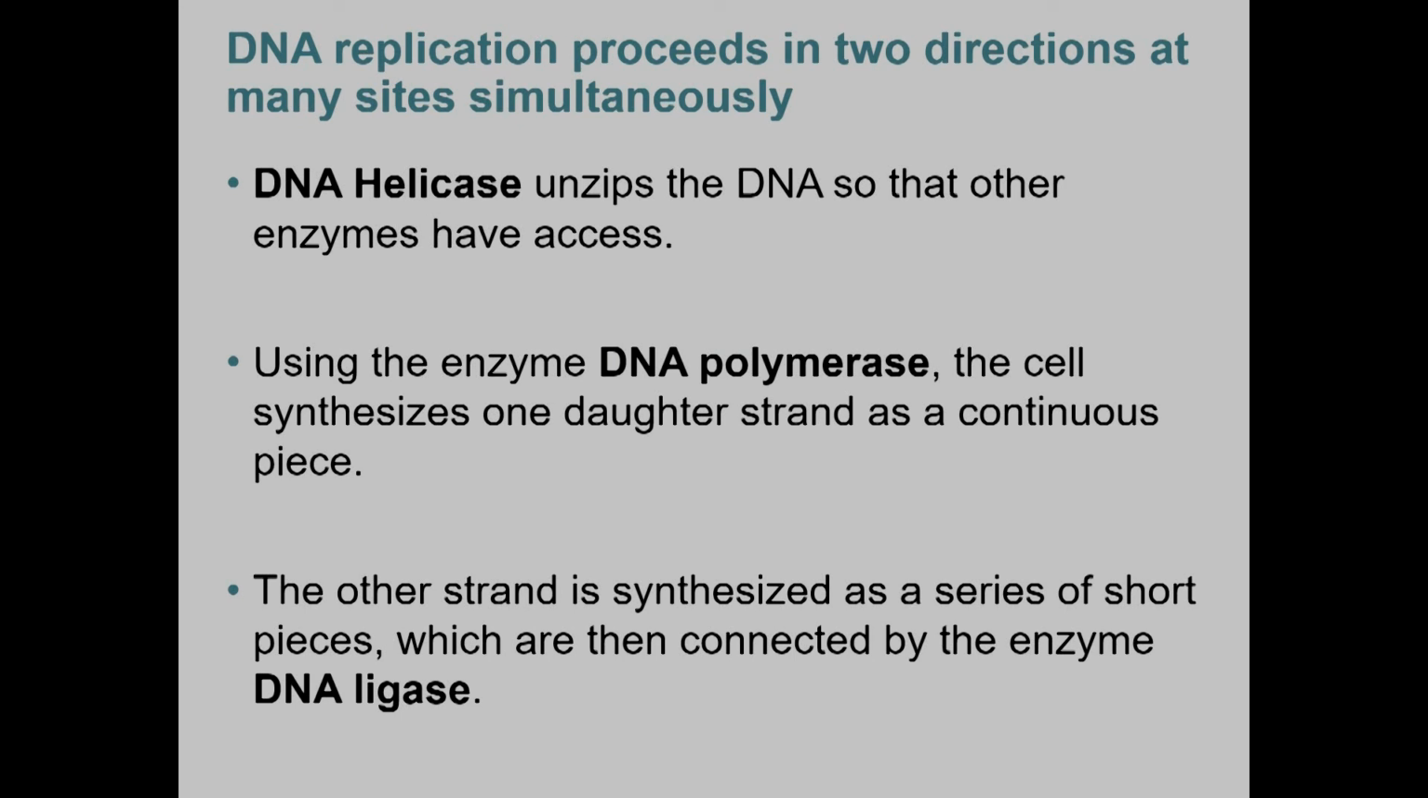There are 3 enzymes that we're going to need in order to do what we saw in the video. The first one is DNA helicase. This is the enzyme that will unzip the DNA so that other enzymes can have access to the DNA strands. Using the enzyme DNA polymerase, the cell will then synthesize one daughter strand as a continuous piece. DNA polymerase can only add new bases to the 3' end, so this is the end that's going to grow. The other strand is synthesized as a series of short pieces, which are then connected by the enzyme DNA ligase. So helicase opens, polymerase extends, and ligase connects.